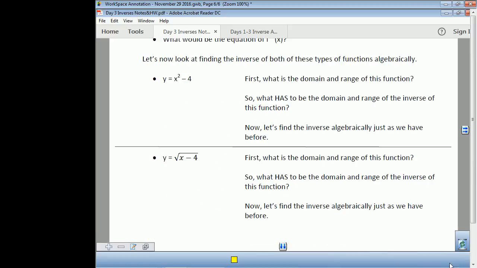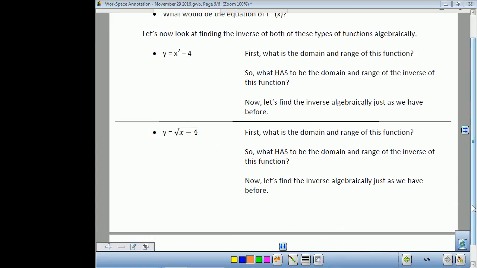Okay, so let's look at some of these. The first one we have is a parabola. The second one we have is the square root. So we've got quadratic, square root. Alright, so if we think about this one, this is a quadratic whose vertex is down here at -4 and it's opening up, so it would look something like that.